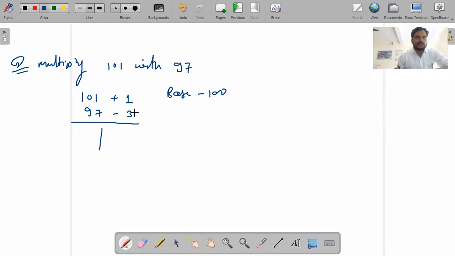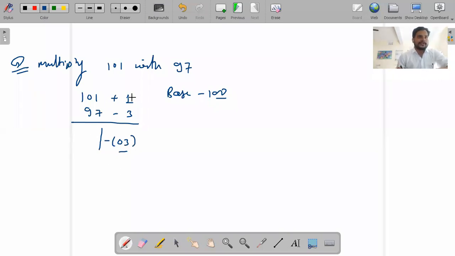Okay, so what is the next thing? In the RHS there should be 2 digits, but what is the multiplication? Minus 3 into 1. What is minus 3 into 1? Minus 3. So I have to write down minus 03. Why minus 03? Because there are 2 zeros in the base, so I have to write in 2 digit form.